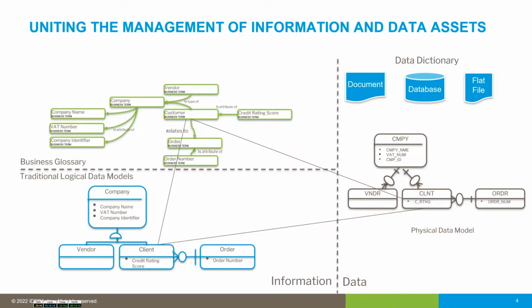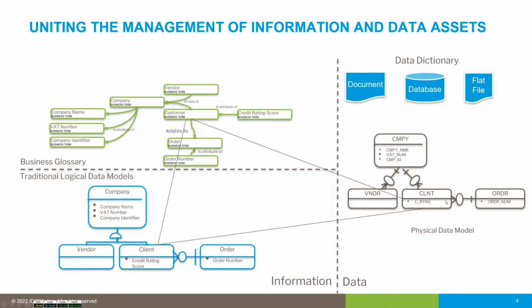stakeholders involved. So on the diagram before you, on the right-hand side, we've got a data dictionary, which represents all of the assets of the organization, data assets. So we might have documents, databases, flat files. So here I've got a little model of a database, and we can see that in this database I've got 4 tables in the database. There's the name of the table, CMPY. I've got columns against those tables, C_RTNG.